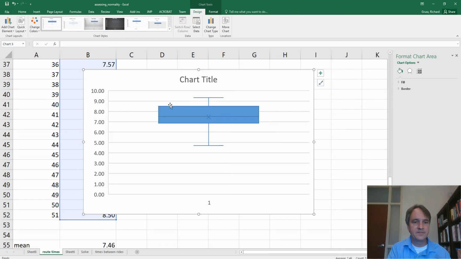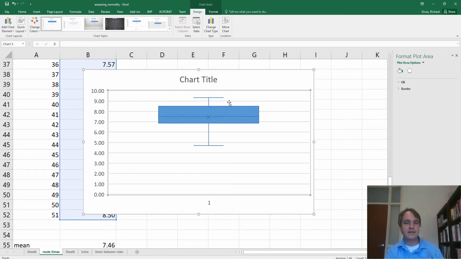And this line right here shows us our median. So we see that the median is between 7 and 8, as we saw down here on the worksheet. And this X shows us where our mean fell. And this box shows us the second quartile to the third quartile, so this interquartile range here.